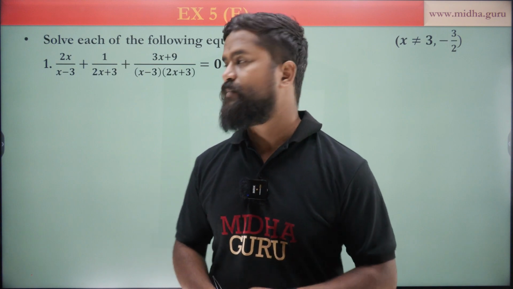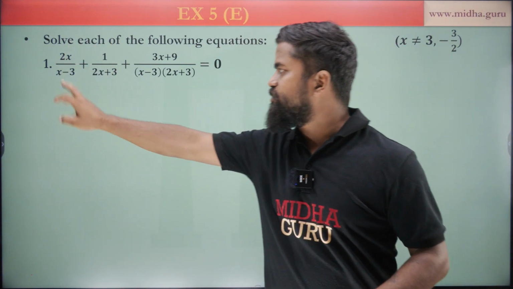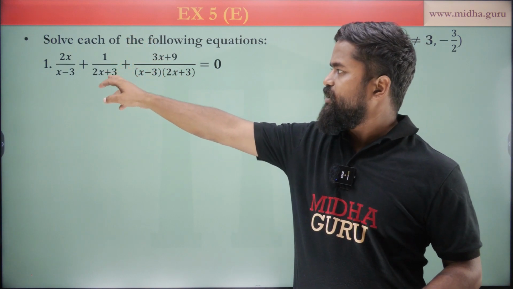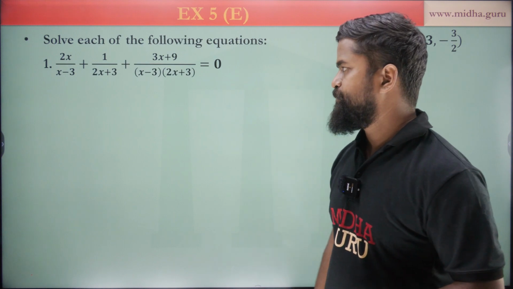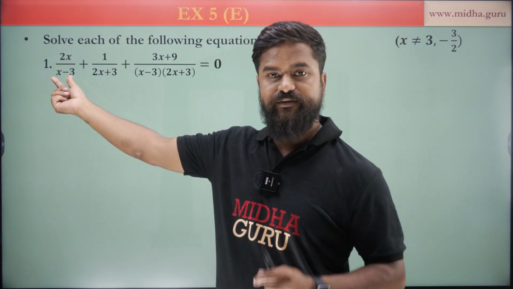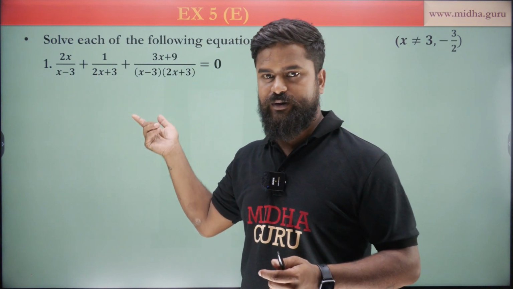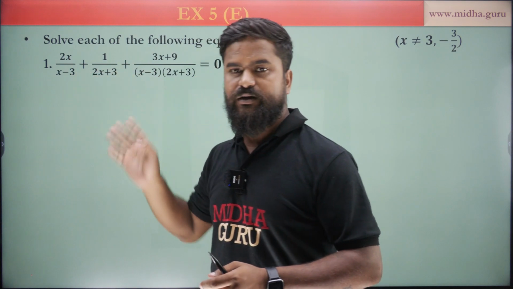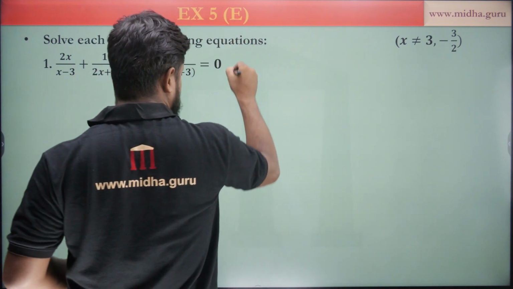So let's begin. The first question says, solve the following equation: 2x by (x minus 3) plus 1 by (2x plus 3) plus (3x plus 9) by (x minus 3) into (2x plus 3). When you look at these three fractions, we see here the denominator is x minus 3, here it is 2x plus 3, and here it is (x minus 3) into (2x plus 3). So if you take the LCM of these three, it will obviously be (x minus 3) into (2x plus 3).